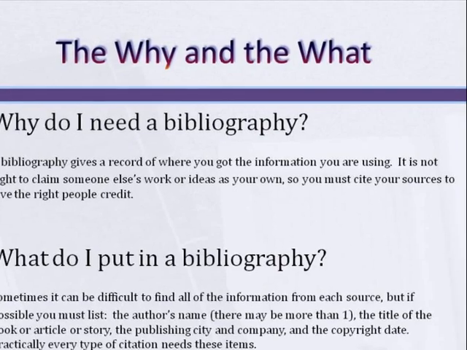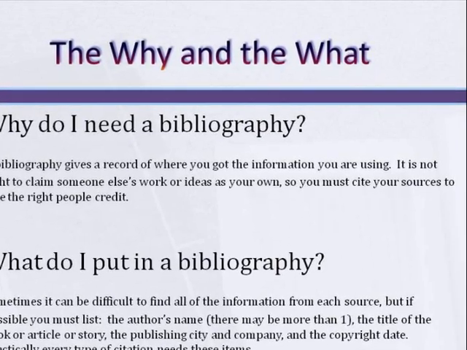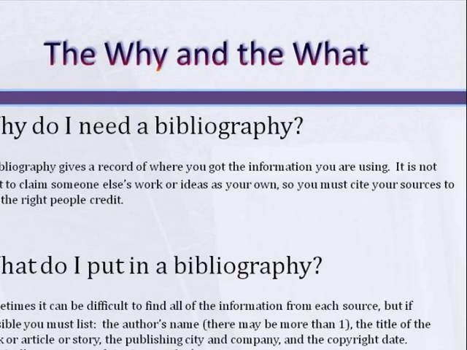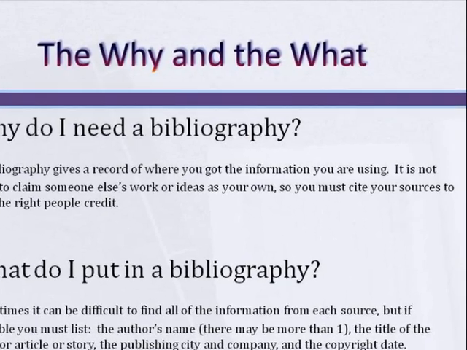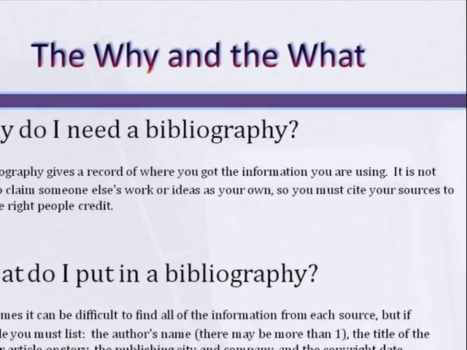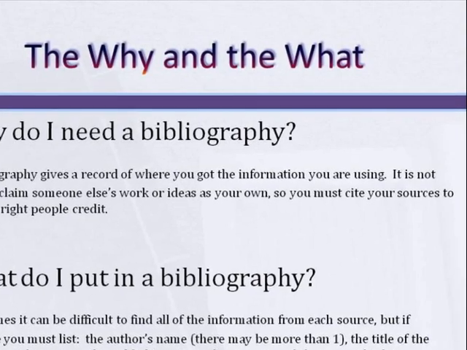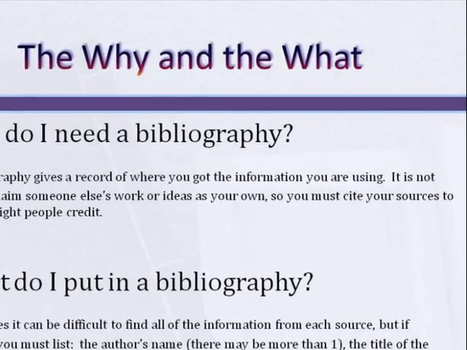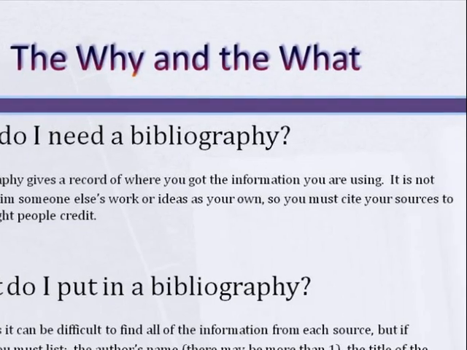As for what to list in one, it can be difficult to find all of the information from each source, but if possible, you must list the author's name, there may be more than one, the title of the book, article, or story, the publishing city and company, and the copyright date. Practically every type of citation needs these items.